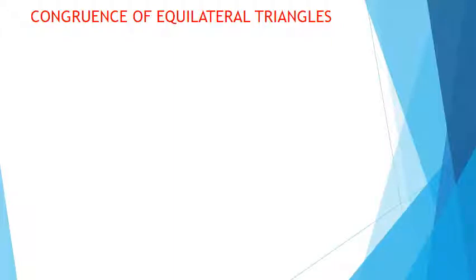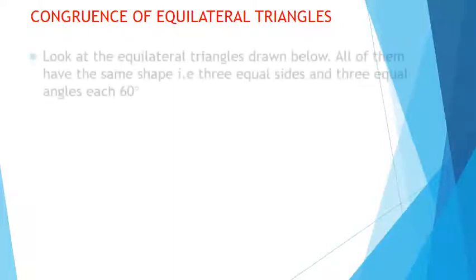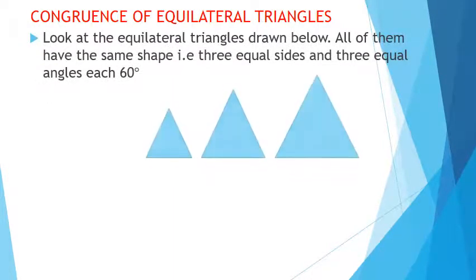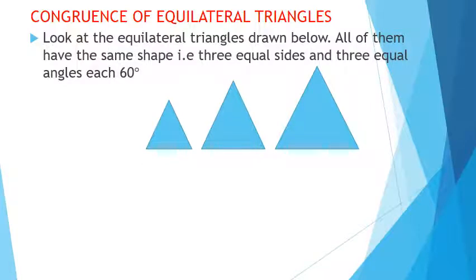Next, congruence of equilateral triangles. Look at the equilateral triangles drawn below. All of them have the same shape. Same shape means what? They have three equal sides and three equal angles, each of 60 degree. Here each side is of the same length.